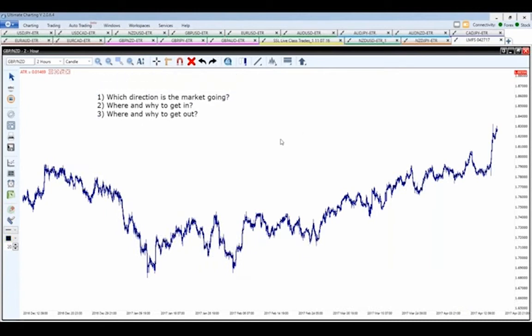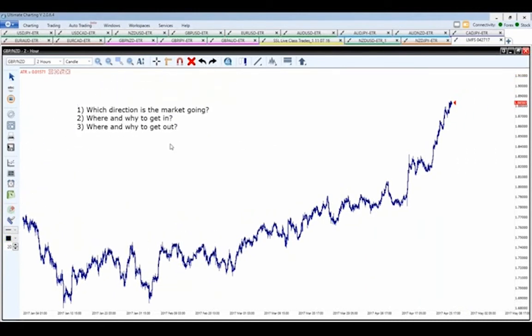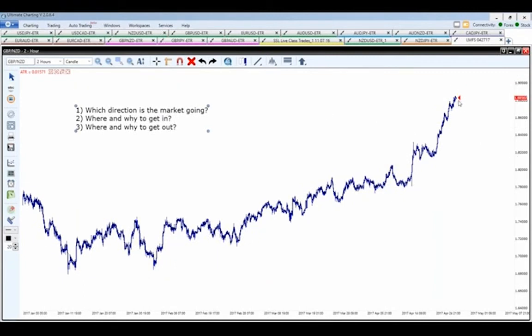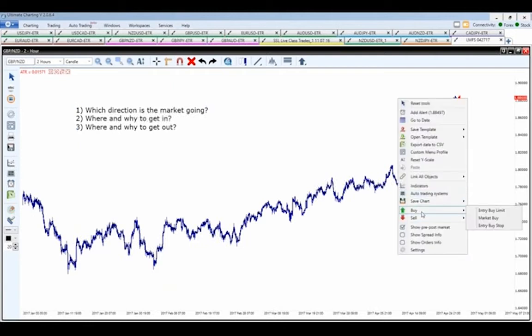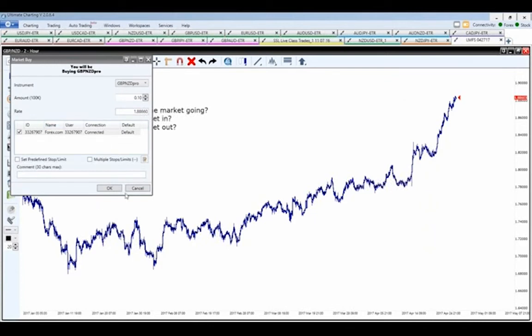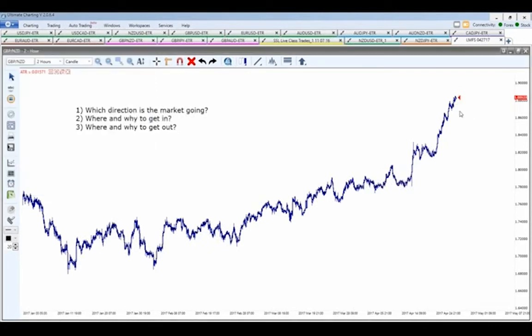So we've answered question number 1, which direction do we believe the market's going? Now, as an educated trader, we don't simply want to jump into the market buying. You can jump in if you wanted to. If we had our charting software set up and connected to our trading accounts, we literally could go ahead and place a market buy right here. We could set this up, place a buy order right there, and set our stops and limits right there. But as an educated trader, we're not simply going to buy into the market right here. We need to figure out questions number 2 and 3: where and why to get in, and where and why to get out.